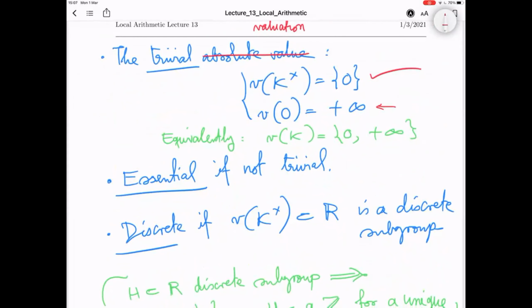So it's equivalent to say that the image of K under this map V consists of just 0 and plus infinity. That valuation is always there on every field, and it's called the trivial valuation. It's of no interest, just as a trivial group doesn't have much interest, but still we need to consider it as a group, right? So this trivial valuation is also a valuation.